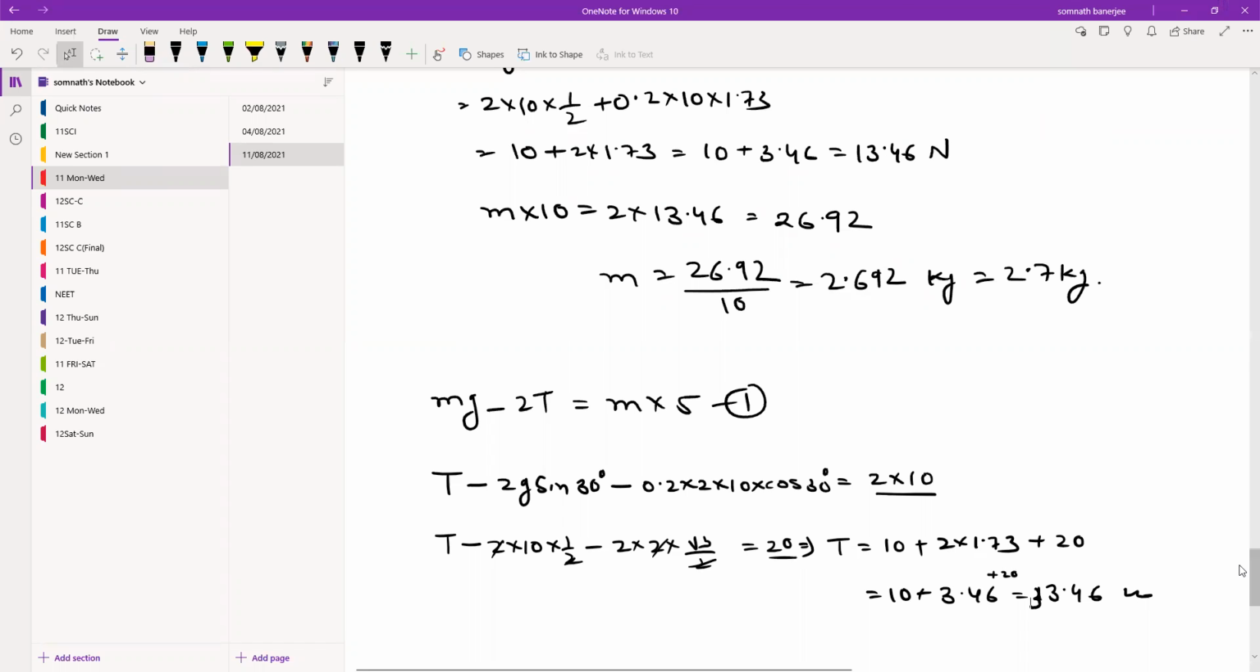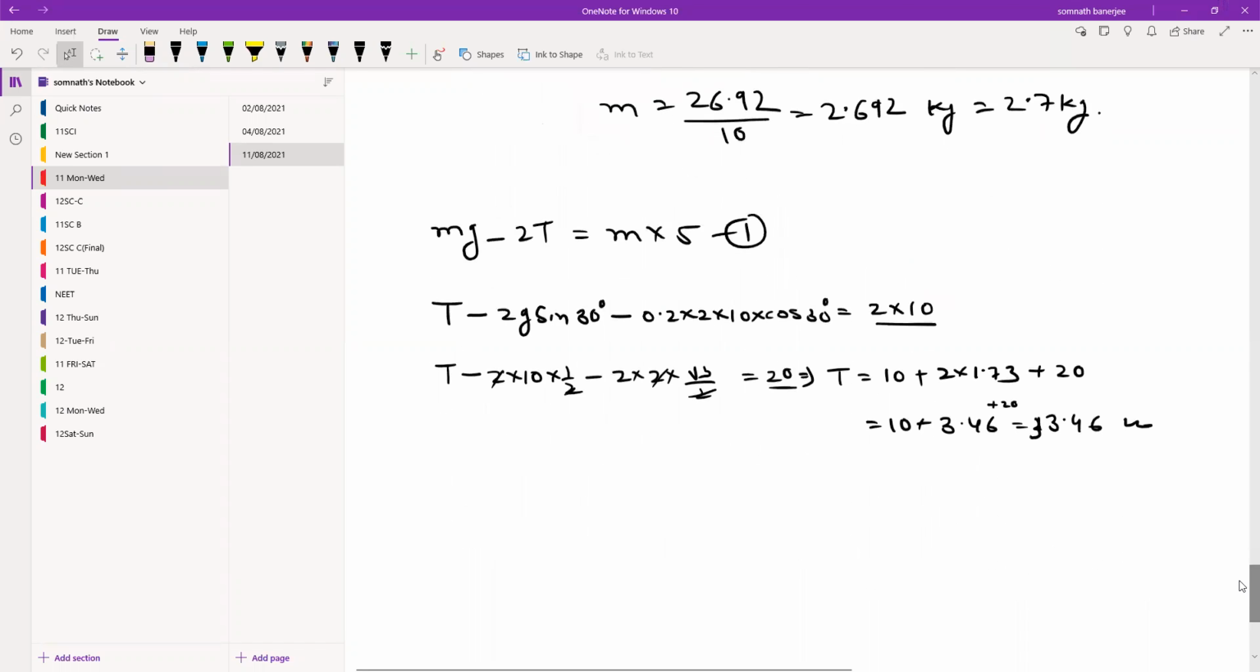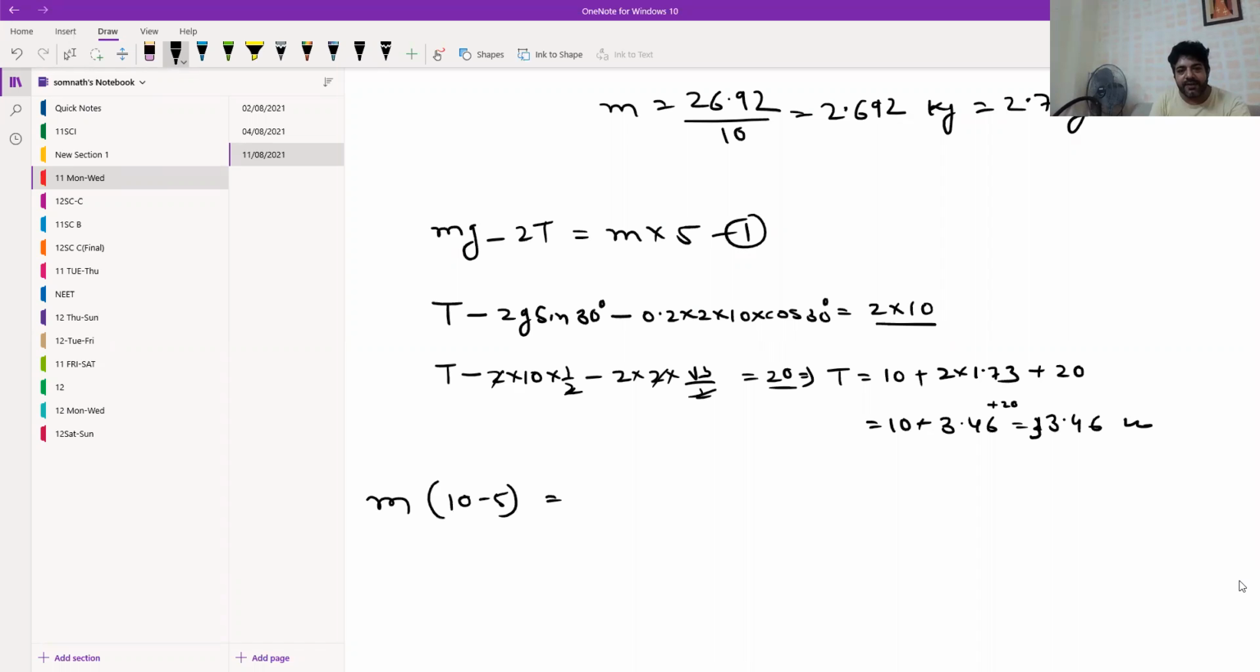Yes, sir. So once you get the tension, now mass into 10 minus 5, that is 2 into 33.46, that is 66.92. So m is 66.92 by m. I don't know what is the exact value. You can calculate and tell me. Just give me 1 minute. That is 13.38 kg.